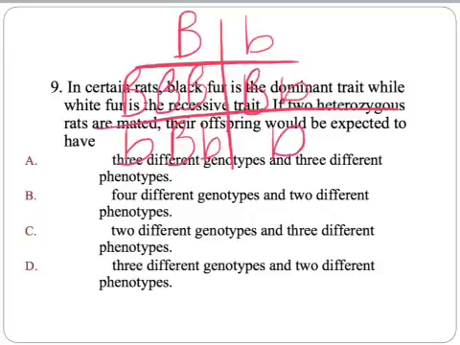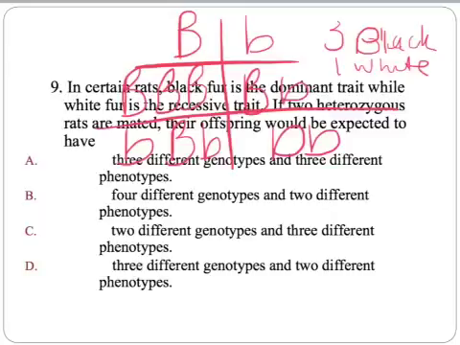Okay, so right now I know that 3 black mice, 1 white mice. So I have 2 phenotypes, okay? Why do I say there's 2 phenotypes? Because there's only 2 possibilities for what the mice are going to look like, okay? So far, this one says 3 different phenotypes. That's wrong. We just showed you. It's going to be two phenotypes because they're either going to be black or white. Physically, that's what they're going to look like.